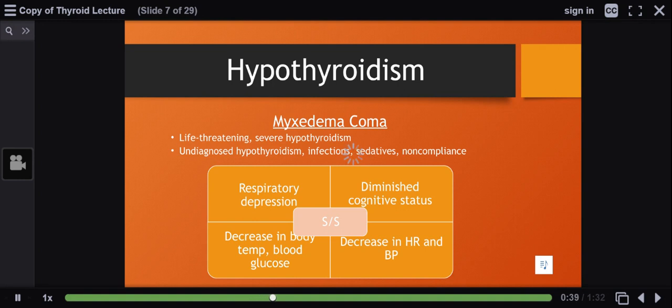Some of the signs and symptoms we'll see is at first the client will present with a diminished cognitive status, and if untreated, the client may become lethargic. There's a severe respiratory depression, and the respiratory drive is suppressed, which would lead to an increase in carbon dioxide retention from hypoventilation. There will be a decrease in body temperature. The client will be hypotensive, bradycardic, and hypoglycemic.